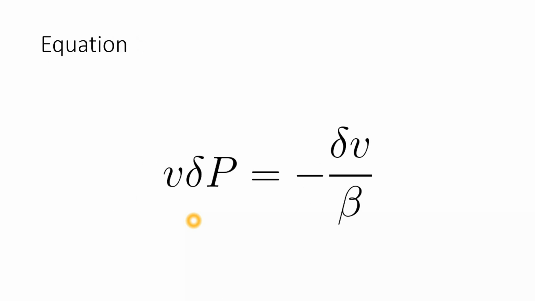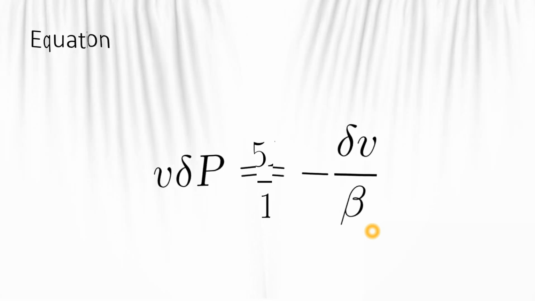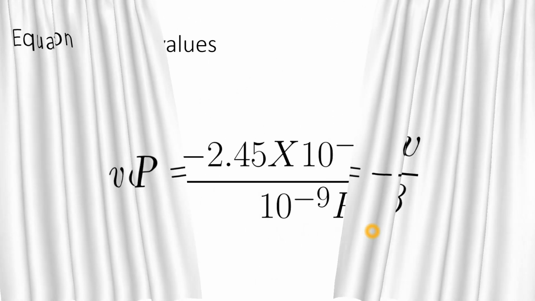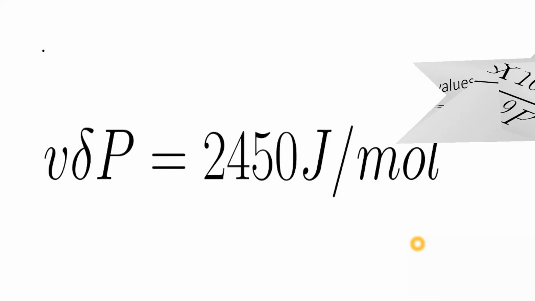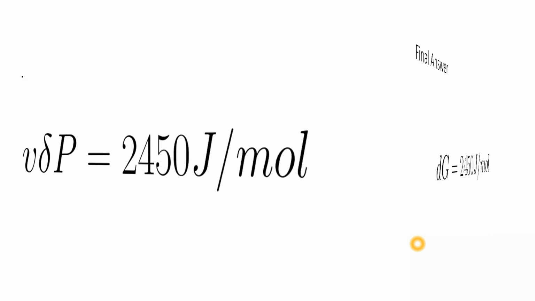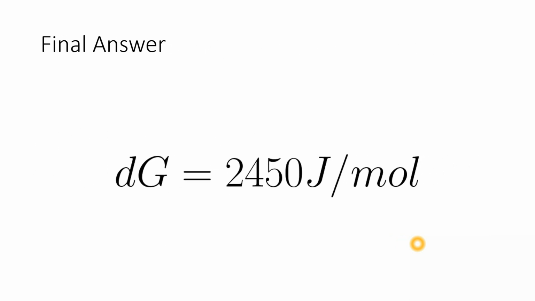We get the equation VΔP = -ΔV/β. Now we know ΔV and beta, so we put them in the equation. VΔP = -(-2.45 × 10^-6 m³/mol)/(10^-9 Pa^-1). Minus and minus will be plus, so the answer is VdP = 2450 J/mol, and we know dG = VdP. From this we get dG = 2450 J/mol.